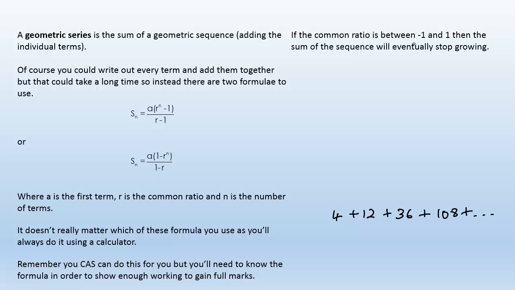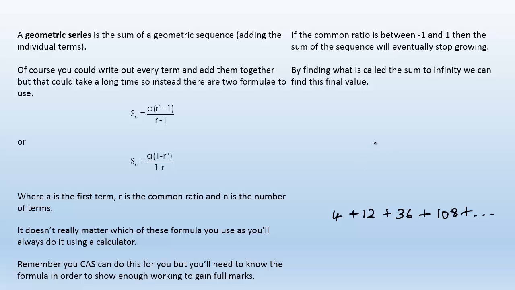If the common ratio is between -1 and 1, then the sum of the sequence will eventually stop growing, or at least it grows very, very slowly. By finding what is called the sum to infinity, we can find this final value. It's called a limiting value.